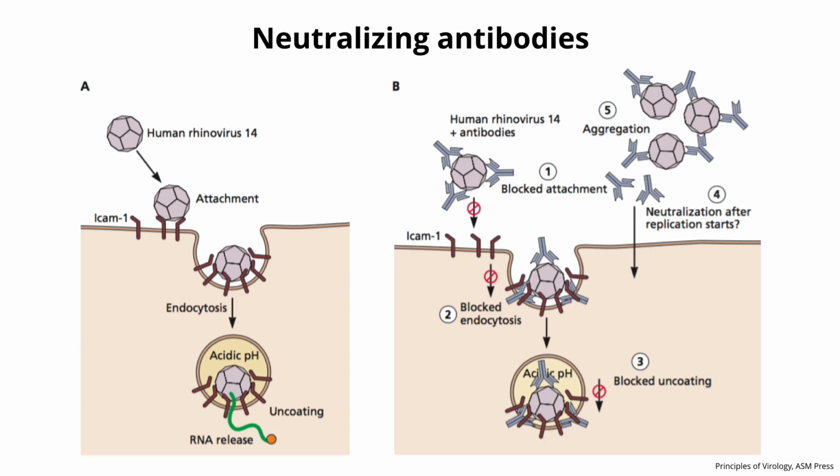So the antibodies are sitting down on the particle exactly where the particle would sit on the receptor, so the virus cannot bind. That is easy to imagine, right? It's just a steric impairment. They can also cause aggregation of the virus.